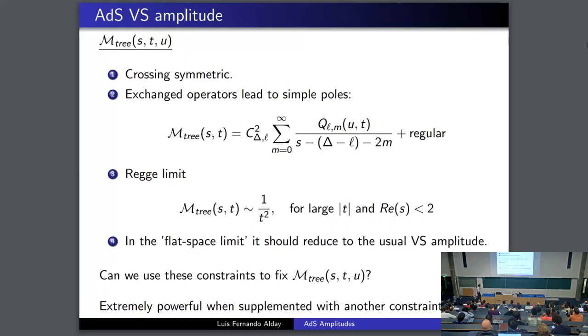Now, the upshot will be that we are not as smart as Virasoro, we knew that, but at least it seems that if you add one more constraint, then this list of constraints is pretty powerful. Okay?